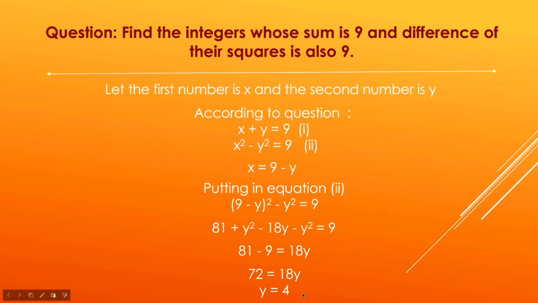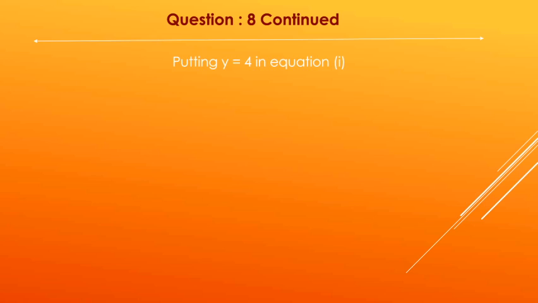Now we have the value of y, which is equal to 4, and we have to find the value of x. We put y is equal to 4 in the first equation, which was x plus y is equal to 9. x plus 4 is equal to 9, so x is equal to 5. We have two values, y is equal to 4 and x is equal to 5. So the two required numbers are 5 and 4. This is the answer to the question and the end of the lecture. Thank you very much.